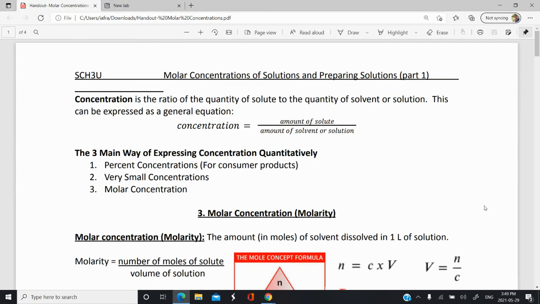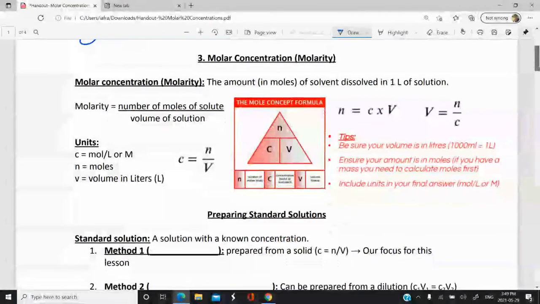So we are looking at, again, concentration. We're looking at molar concentrations this time. The idea of concentration is still the same: it's your solute per volume of solution. But this time we're focusing on the molar concentration, and the molar concentration is the amount of solute, in moles, dissolved in 1 liter of solution.